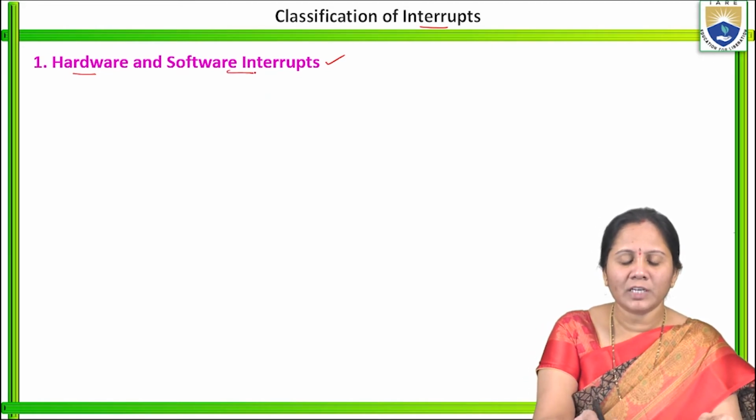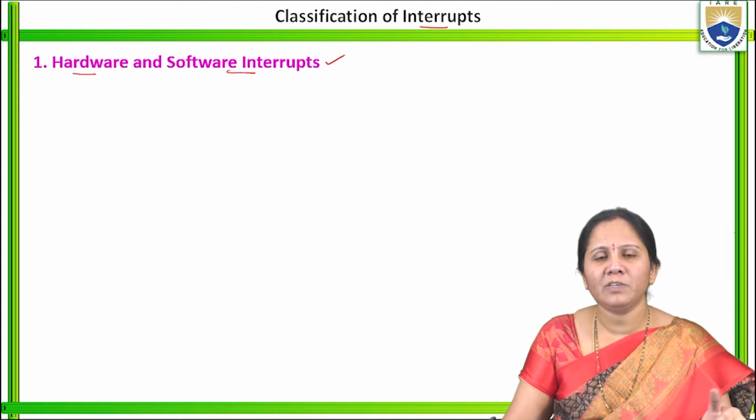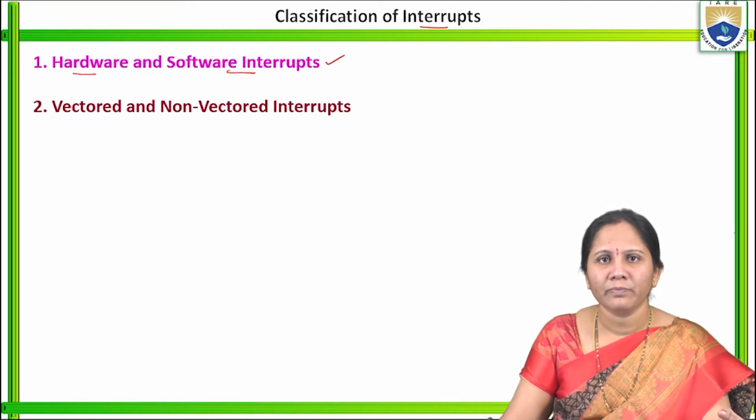And another classification is software interrupts. So here the software interrupts means if you are using any special instructions in the program, they lead to these software interrupts. That is why the software interrupts are called as internal interrupts.